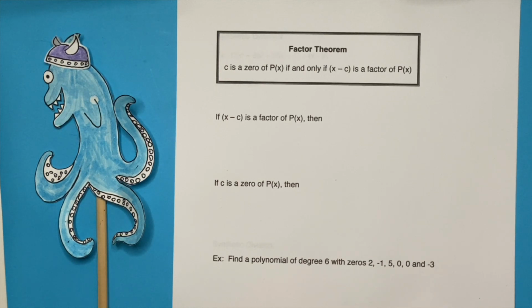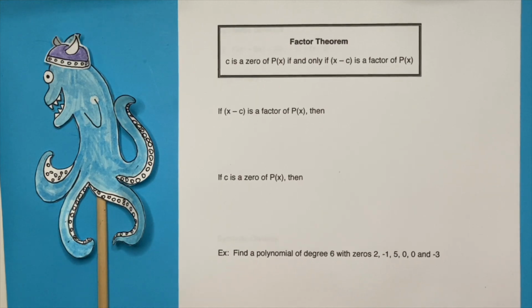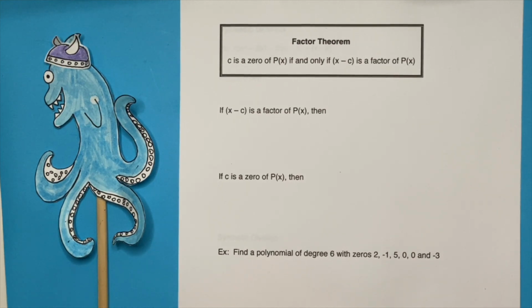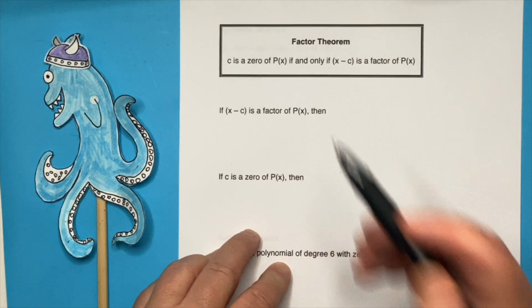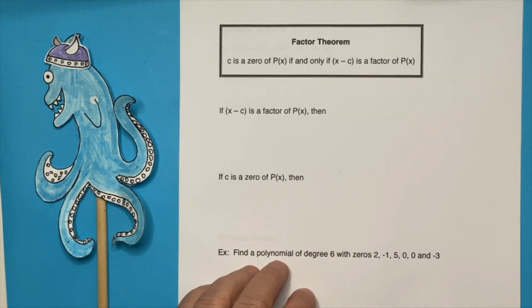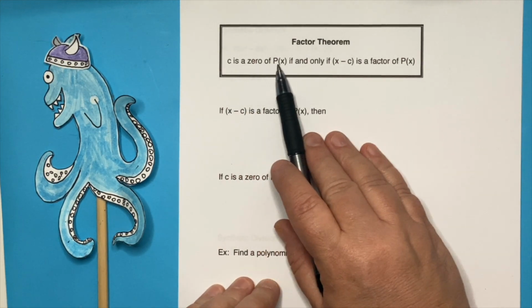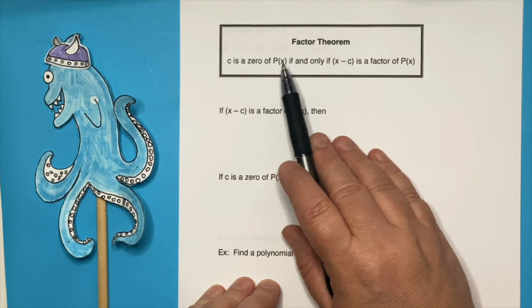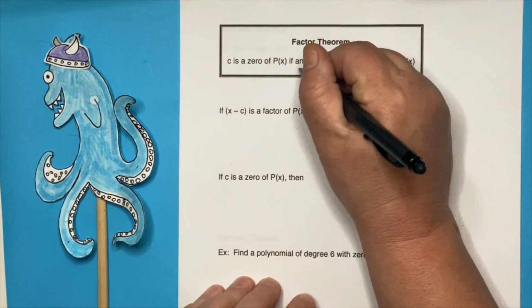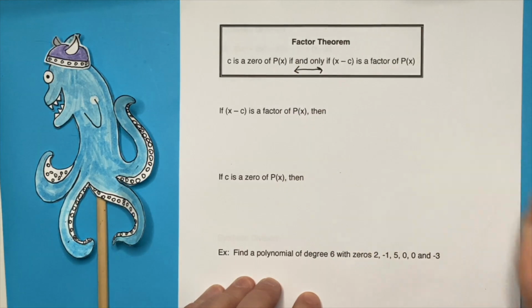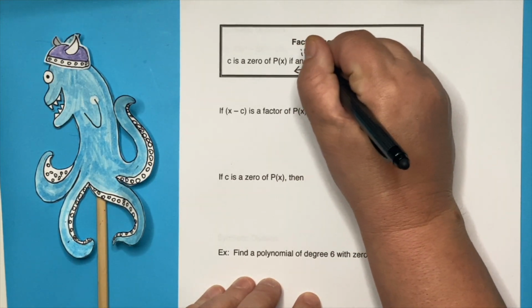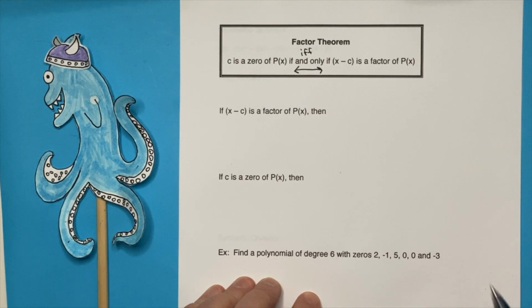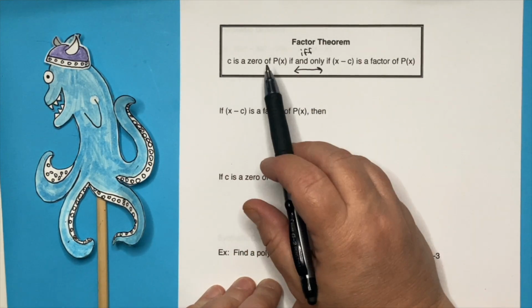For us, it's going to feel like it's maybe not as big a deal, but it becomes a bigger deal as you go further along in math. And it is one of my favorites because it has an if and only if in it. I love those. So C is a 0. So in other words, when you plug C in, you get a 0 as your answer. If and only if. Remember, this goes in both directions. And it is written IFF. It's so cool.